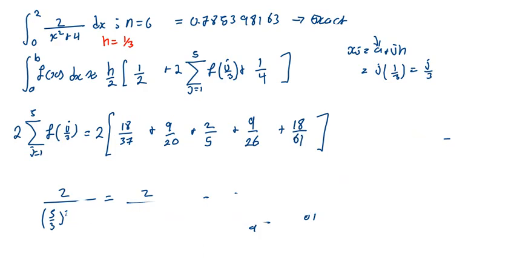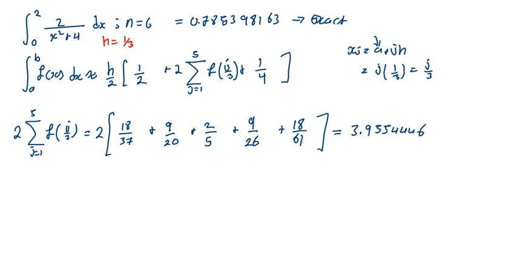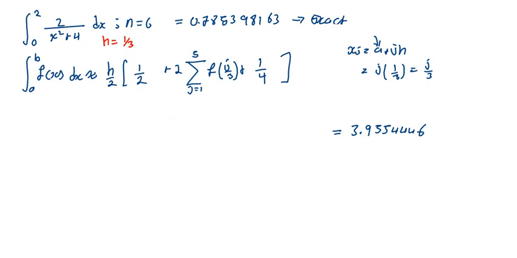So what we have now, all of this, if you punch this on your calculator, you're going to end up with something like 3.9554446. That's basically what the middle part gives us. So we can now bring it back here. What is our h? Our h is 1 over 3. So if you plug in 1 over 3 here, that's going to be 1 over 6. Then here we have 1 over 2, which is 0.5, plus.